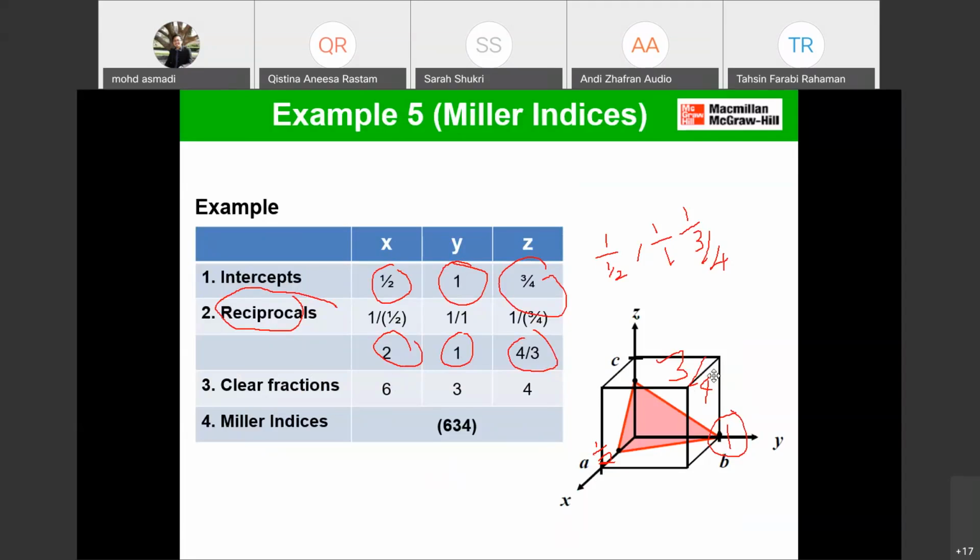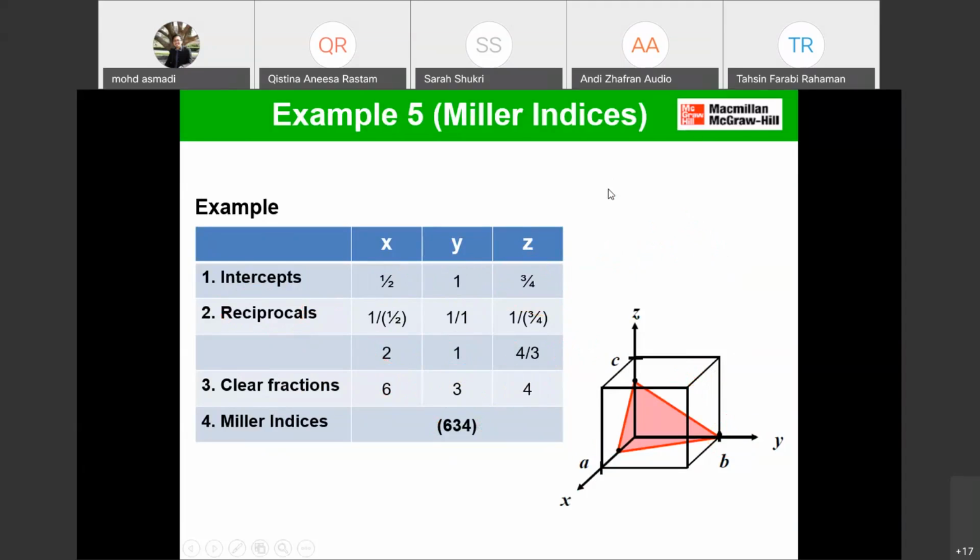Then you have to clear the fraction by multiplying by an integer. For this one we multiply by 3, so you get 6, 3, 4, and you present your Miller indices in brackets as (634). So this is the Miller indices.